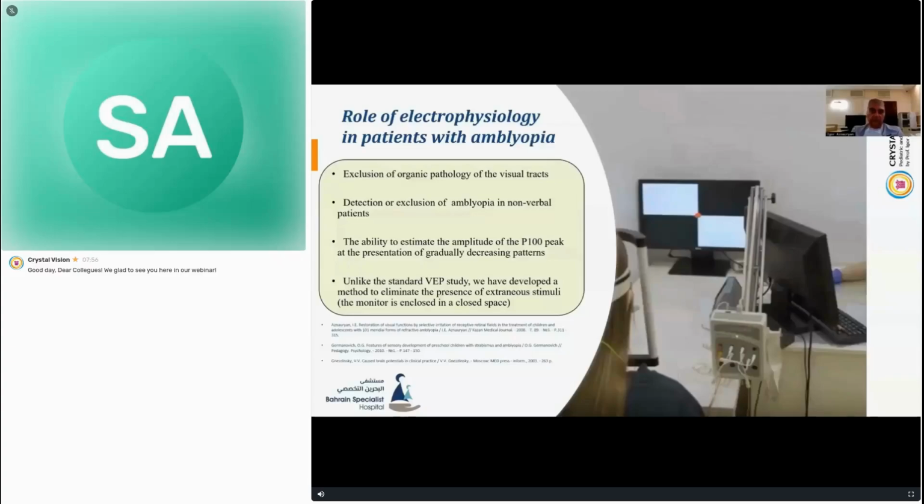Such a study is much more complex, but it provides us with more interesting information and accordingly allows us to make predictions. For example, if we have a sharp decrease in the P100 peak in certain meridians, then the stimuli that will be used for treatment in vision therapy will be specifically adjusted for this type of amblyopia. Thus, the treatment will be effective and shorter in duration.